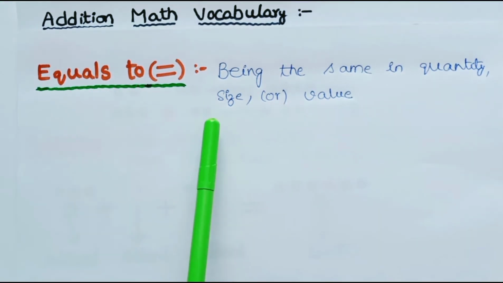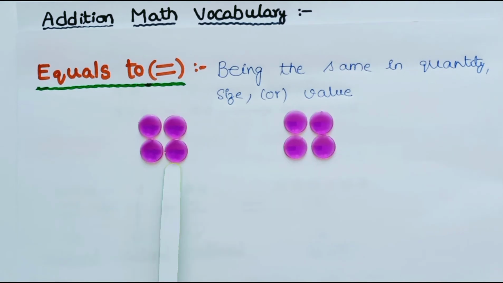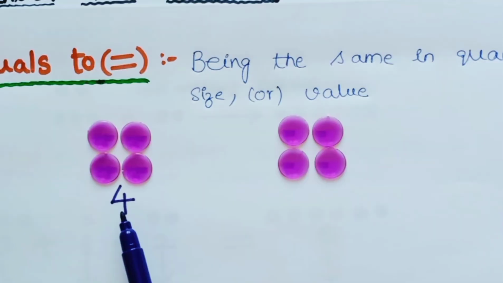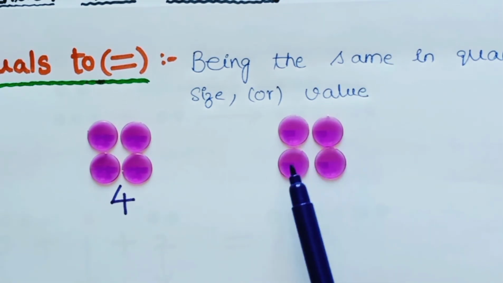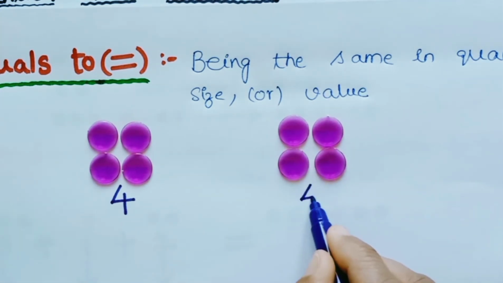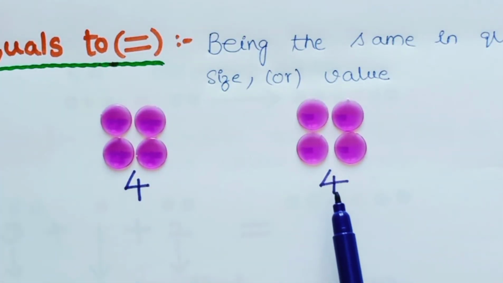Let us understand this with one example. Here we have 2 sets of jetons. In the first set, how many jetons are there? 1, 2, 3, 4. So here we have 4 jetons. And in the second set, how many jetons are there? Let us count. 1, 2, 3, 4. So in the second set also we have 4 jetons.